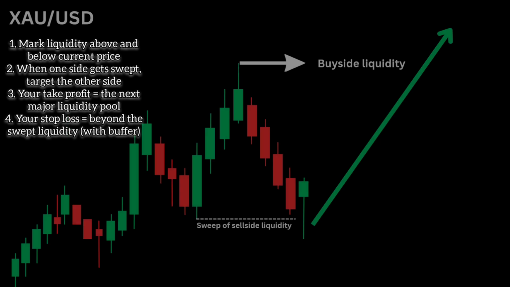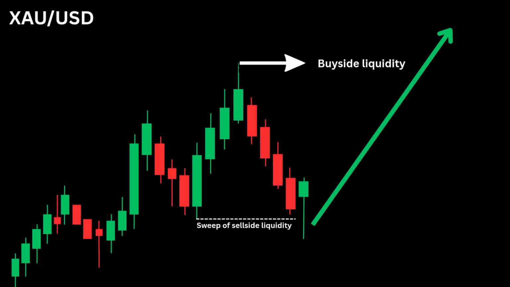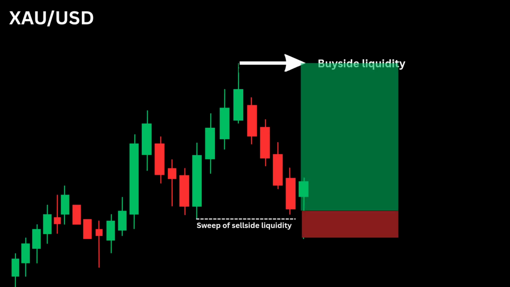Example. Price sweeps sell side liquidity below recent lows. Now the path is clear to run to buy side liquidity at equal highs above. That's your target, the next liquidity pool.